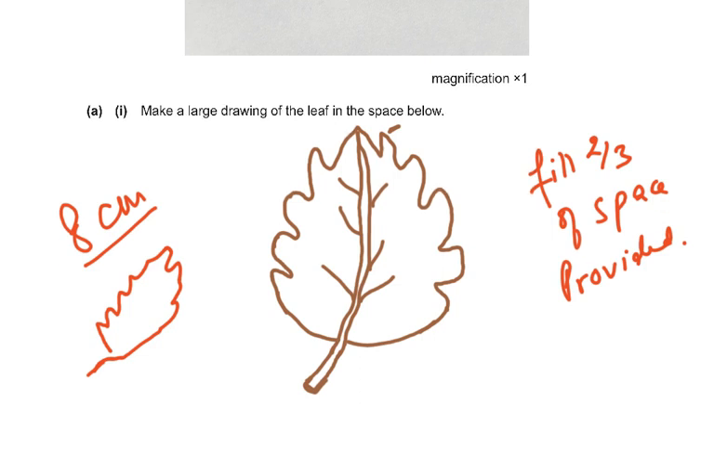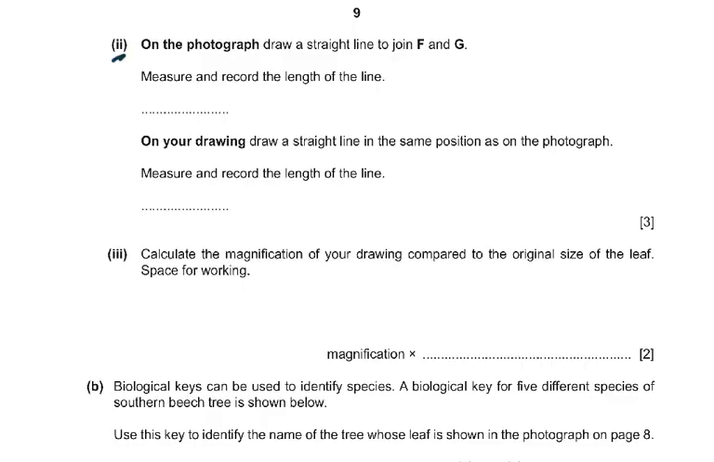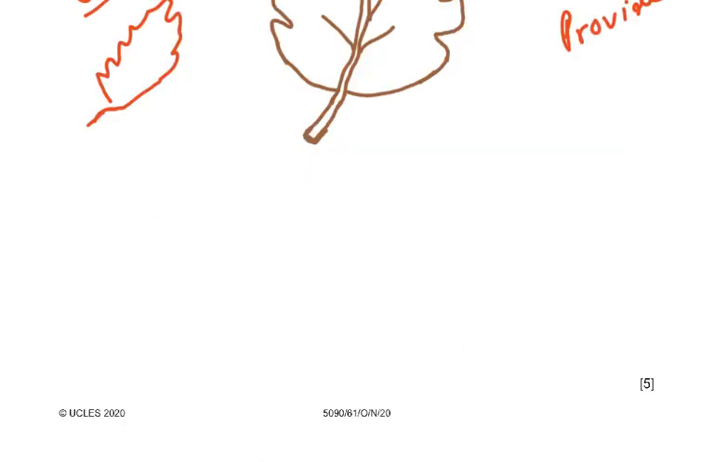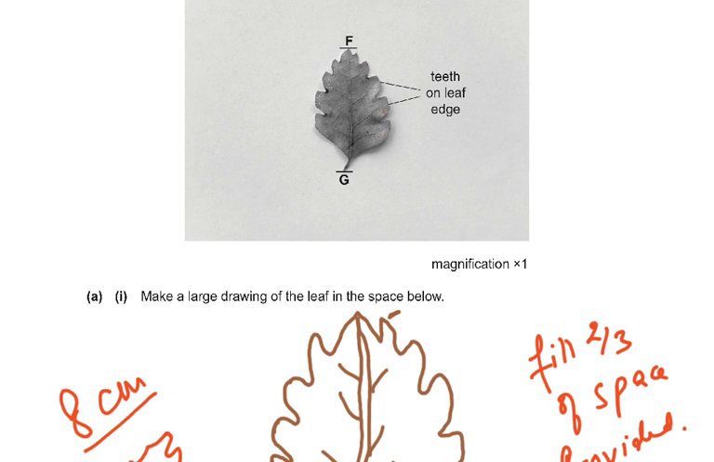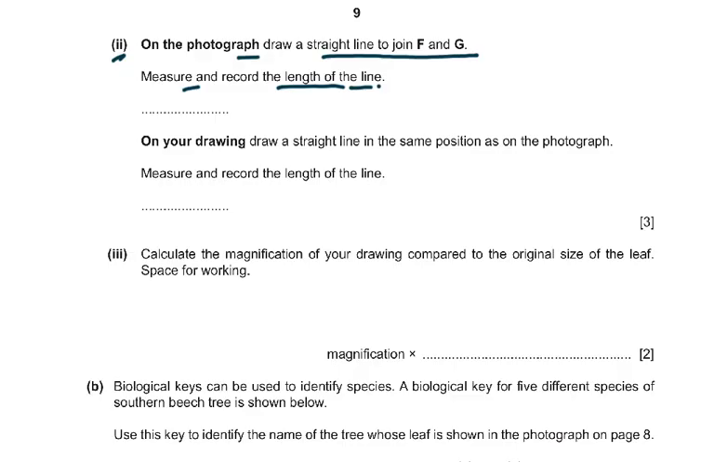Then coming to part 2, on the photograph, draw a straight line to join F and G, measure and record the length of the line. So you have to draw this here. This is F and G, so you have to draw the line from F to G. And of course, it should be a straight line. So draw a line FG, and then you measure the length of it. So this was about, I think, about 34 millimeter.